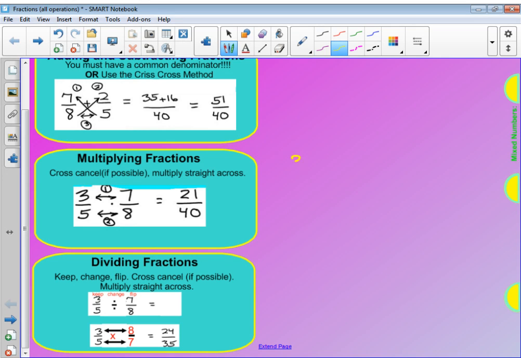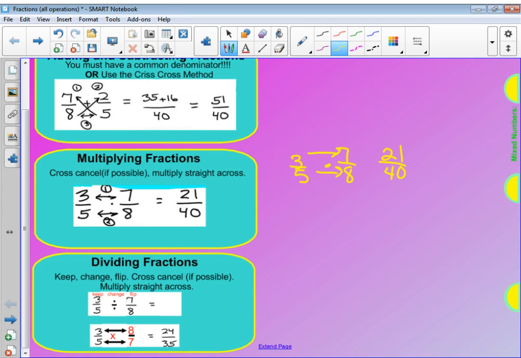So like here I have 3/5 times 7/8. I'm just going to multiply straight across between the numbers. So here I would get 3 times 7 is 21 over 5 times 8 is 40. And then if I can reduce after that, I can go through and reduce.